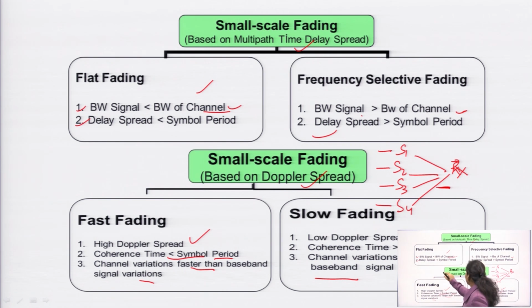Now, this is based on the Doppler spread: fast fading and slow fading. In case of fast fading, high Doppler spread will be there, its coherence time is less than the symbol period, and channel variations are faster than the transmitted signal variation. So, that is known as fast fading. In case of slow fading, channel variations are slower than the baseband signal variation. So, that is known as slow fading. So, that is why it is small scale fading.